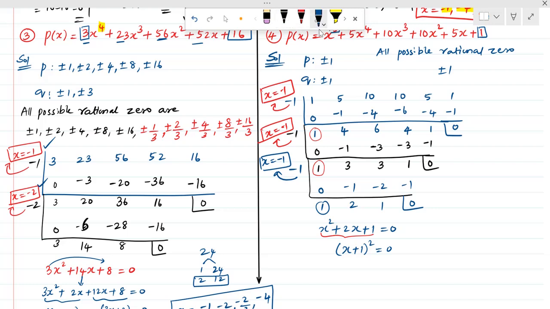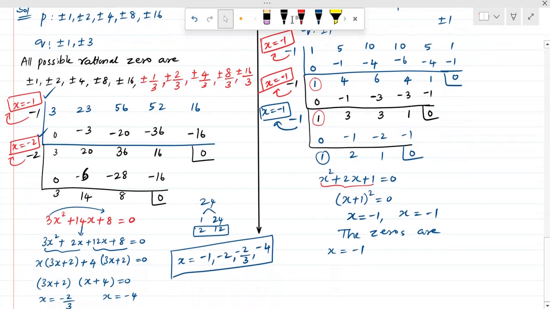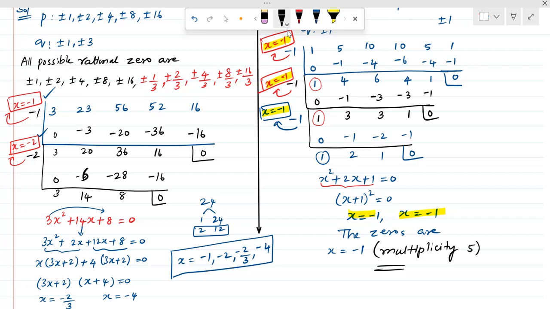Now if you write it two times, you will get x equal minus 1, again x equal minus 1. Therefore the zeros are x equal minus 1 with multiplicity. How many multiplicity? You will have 5 times: 1, 2, 3, 4, 5. So you will have the 5 zeros, but all the zeros are minus 1. Therefore, I will write it here: x equal minus 1 is a zero with multiplicity 5. So this is the final answer. Thank you.